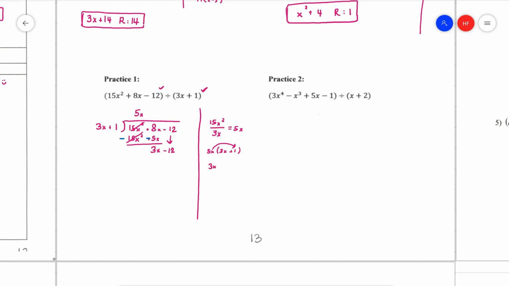So now we have 3x divided by 3x, which we know is 1. So plus 1 on the top. Then 1 times 3x plus 1, sorry, I almost said minus. Gives me 3x, and 1 times 1 is 1. Change both of those signs. 3x minus 3x cancels. Negative 12 minus 1 is negative 13. There's nothing left for me to drop, so this is my remainder. 5x plus 1 with a remainder of negative 13.